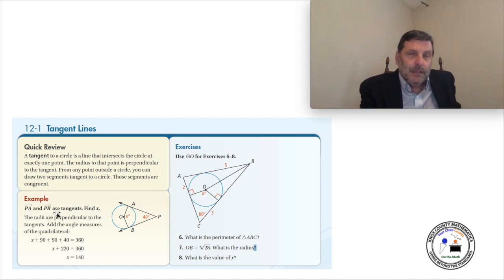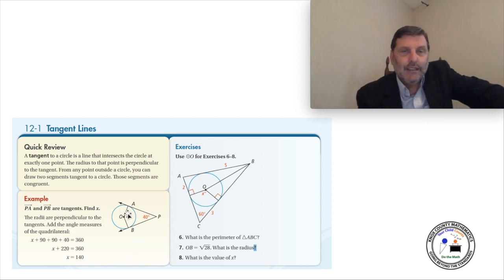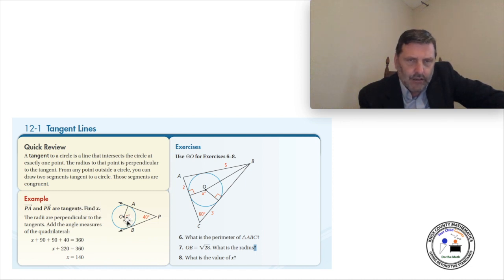PA and PB are tangents. That automatically means that these 2 segments are congruent. Find what X is. The radii, that means the radius more than 1, are perpendicular to the tangent. So if I'm trying to find that out, here's what I'm going to do. Look at what I've got right there. I want to find angle C, or angle X, right there.